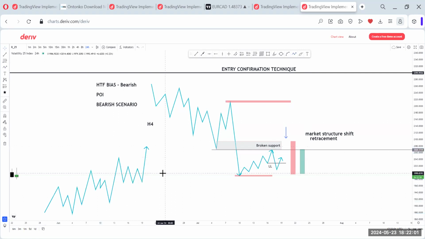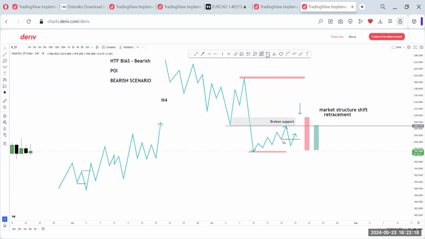So this is your H4 bullish structure. We had this low being broken, and then we had the market structure shift right here. So you look for a demand zone right within this area for your entry.